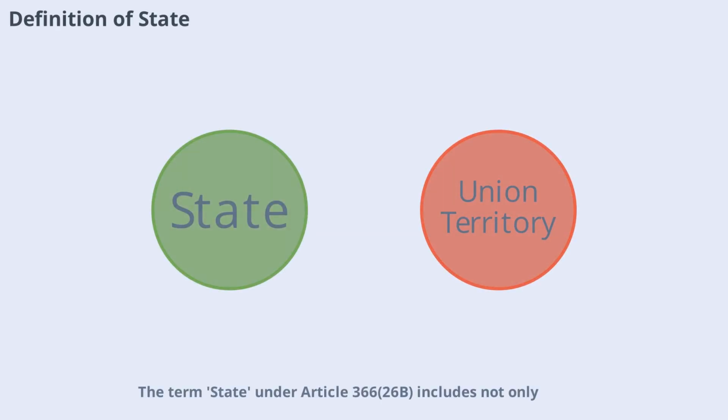The term state under Article 366(26)(b) includes not only the states of India but also union territories with legislatures. This definition is important for GST because it determines how taxes are collected and distributed. By including union territories, the GST system ensures that all regions are covered under a unified tax structure, promoting fairness and consistency across the country.